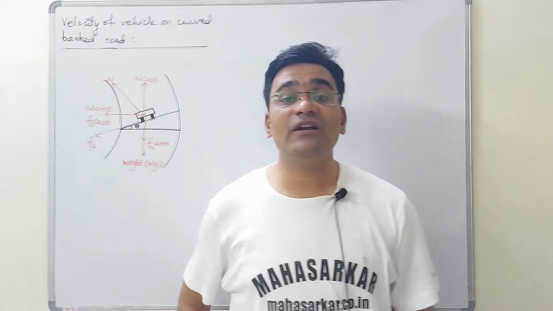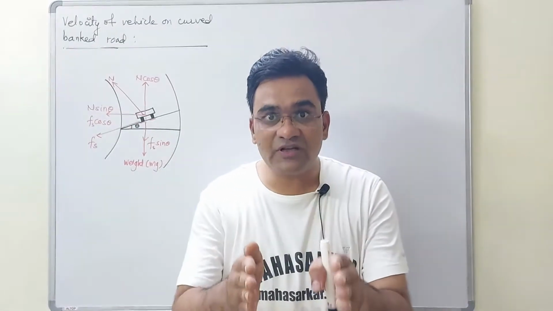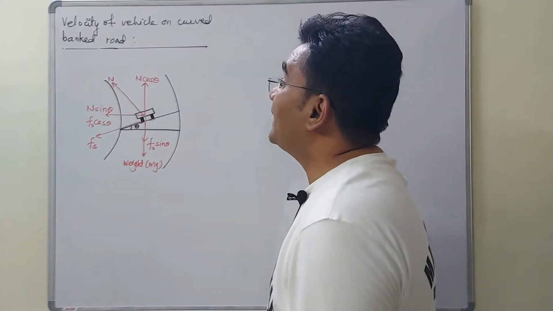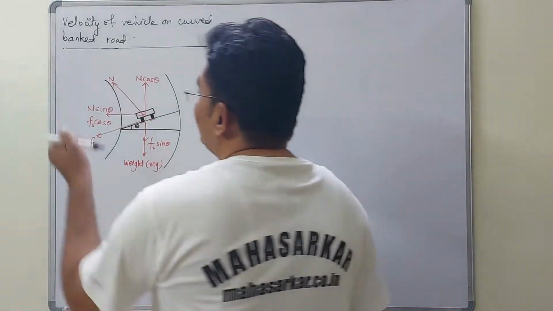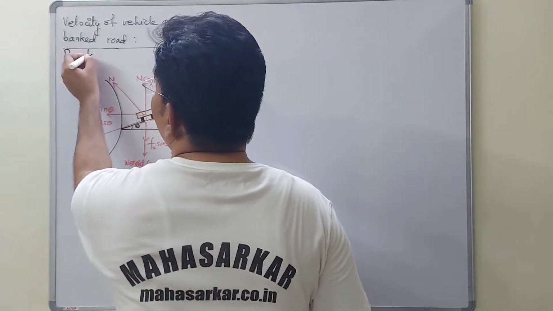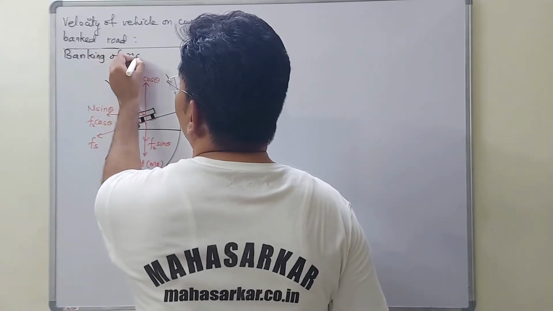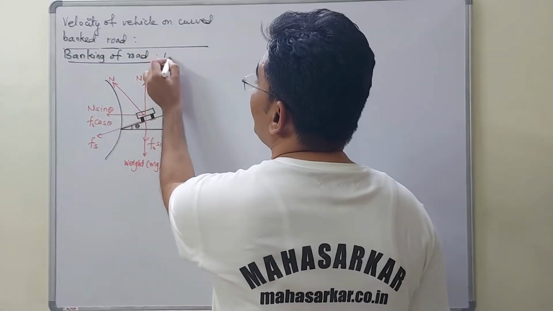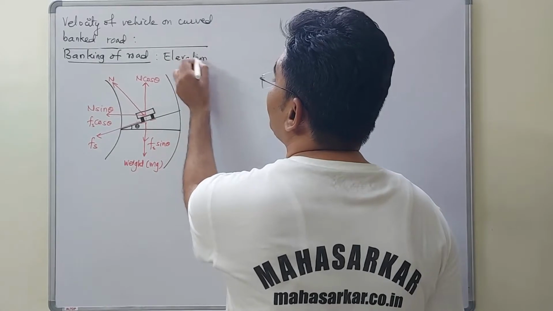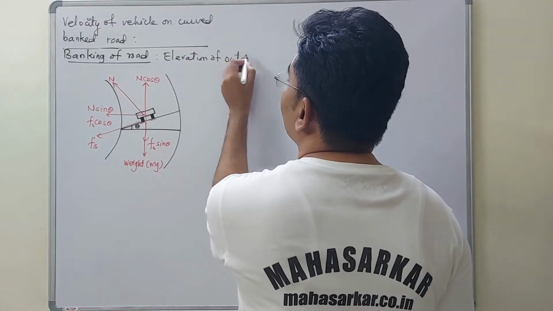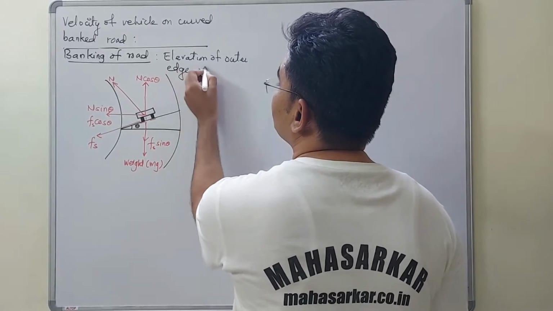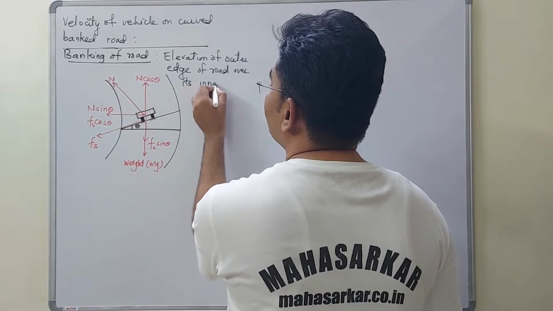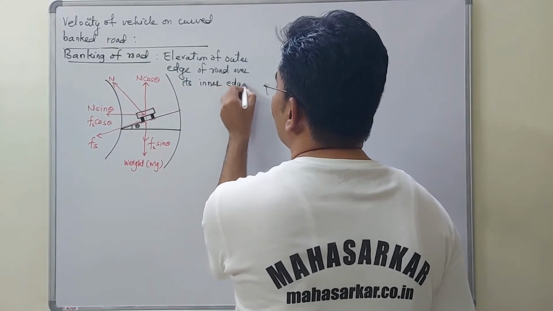Those modifications which are necessary to construct the road are called banking of road. So what is the banking of road? In short, banking of road, I have drawn the diagram already to avoid the wastage of time. So what is banking of road? Elevation of outer edge of road over its inner edge is called banking of road.